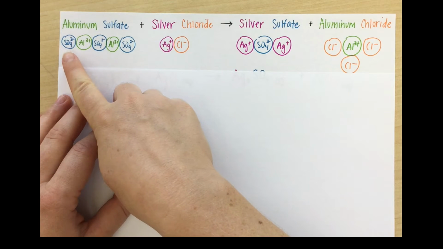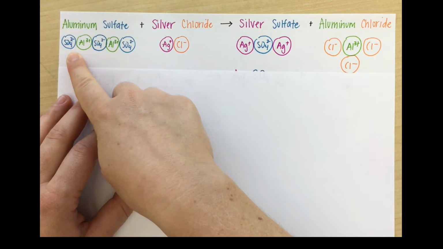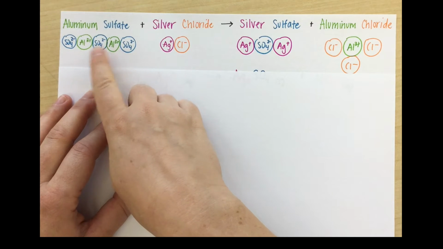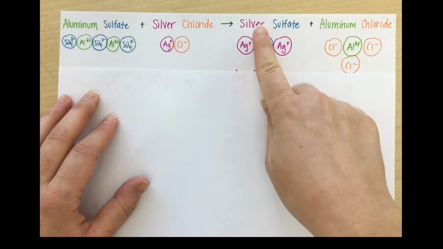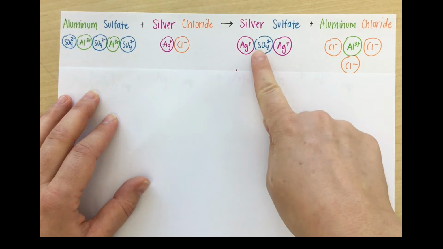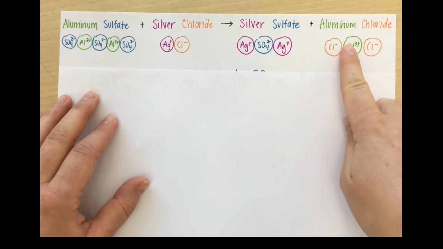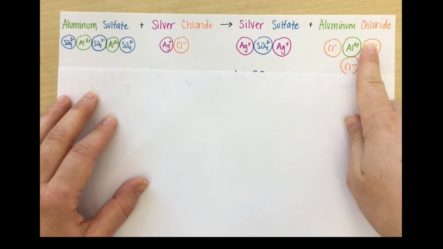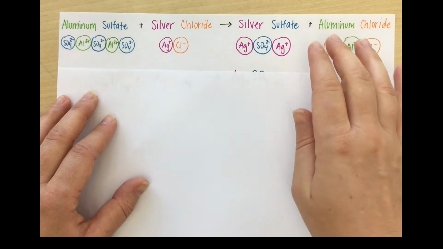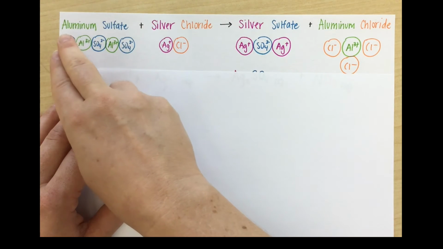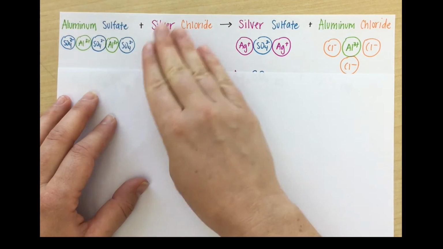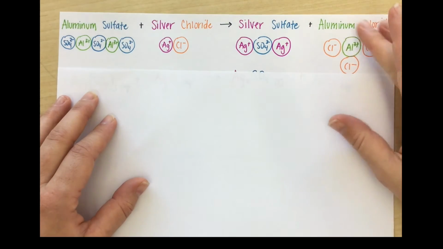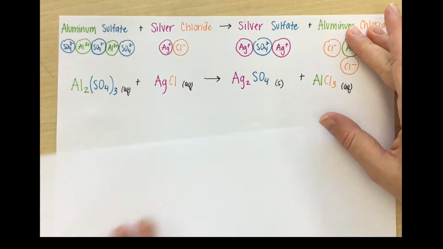And you'll see here that I've got sulfate in blue, and there's 3 of them for every 2 aluminums. And silver, it's a 1-to-1, but silver sulfate is a 2-to-1 ratio, and aluminum chloride is a 1-to-3 ratio. And you can see that the salt formula is not dependent upon how many of the atoms appeared in the reaction side. They all have to be made independently. So my formula looks like this.